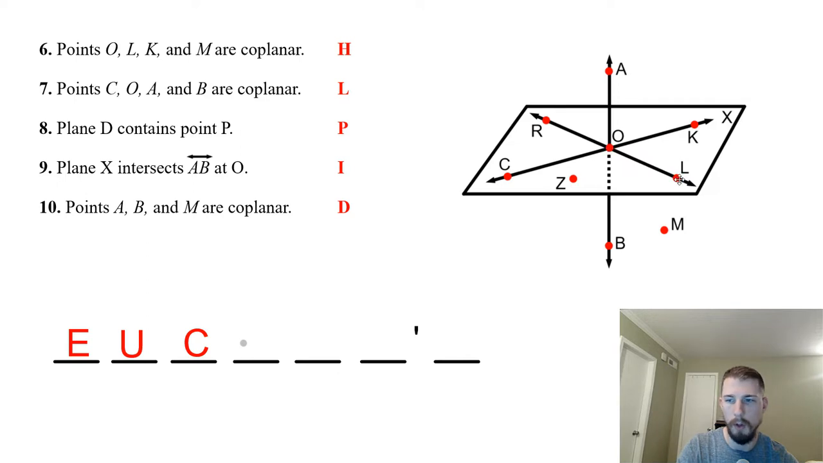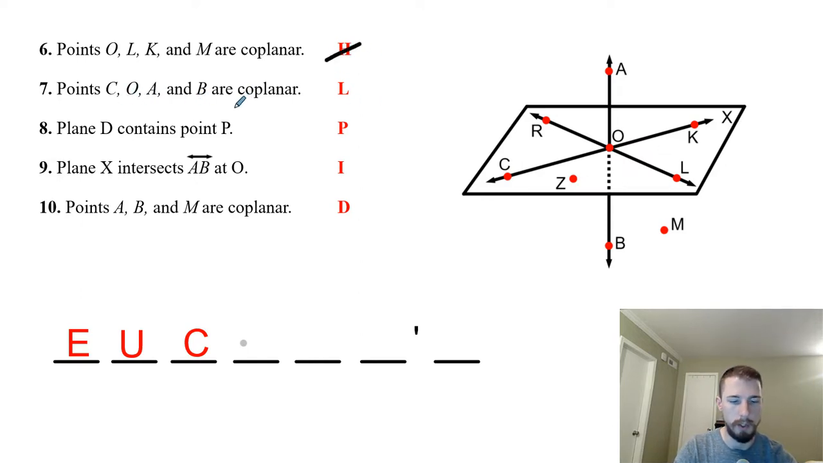We have O, L, and K. So far, O, L, and K, those are all on this horizontal plane, plane X. So the only question we have now is, is M also on that plane? Well, it looks like to me M is going to be below that plane. So those are not going to be coplanar, so we could actually cross that one out, so that would not be true. Then we have points C, O, A, and B.